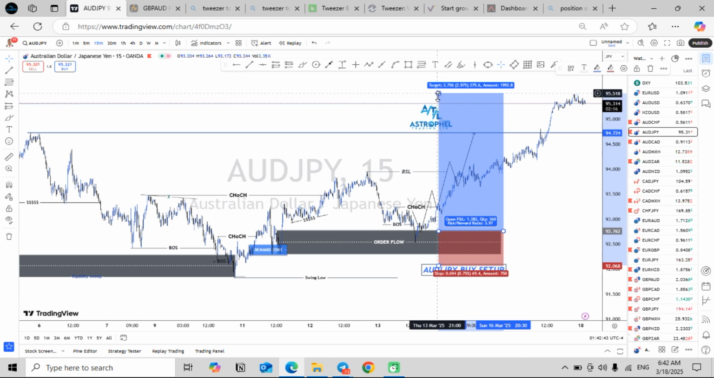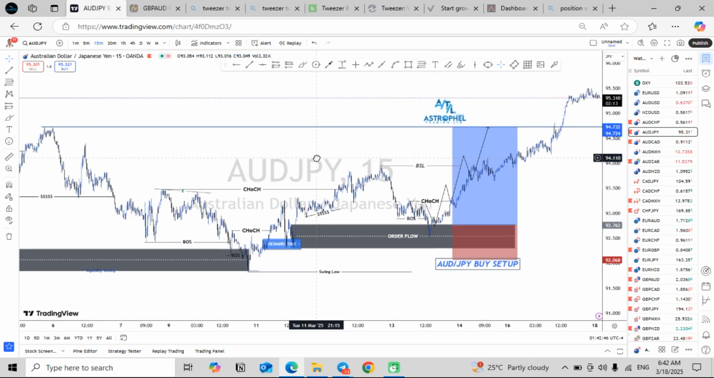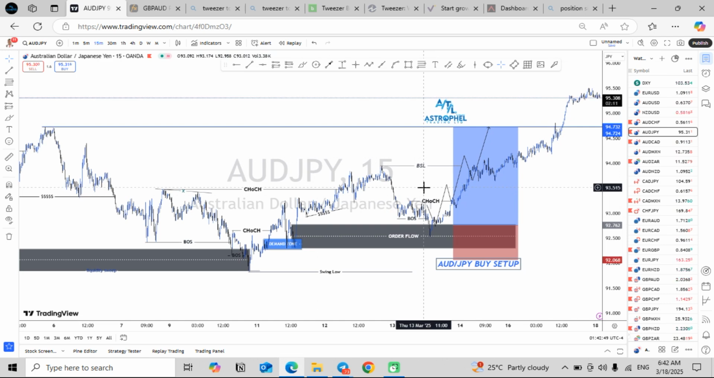So these are clean and clear trades that you are supposed to be taking as a trader.